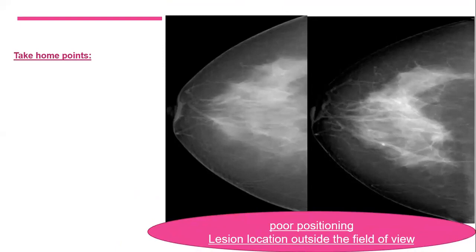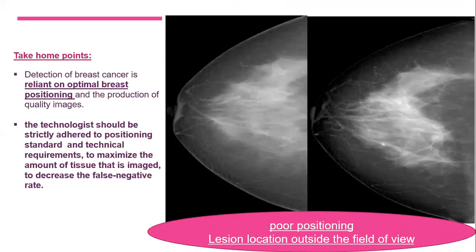due to poor positioning. The take-home point is, as you know, that detection of breast cancer relies on optimal breast positioning and the production of good image quality. So your technologist should strictly adhere to positioning standards and technical requirements to maximize the amount of breast tissue imaged and decrease false negatives.